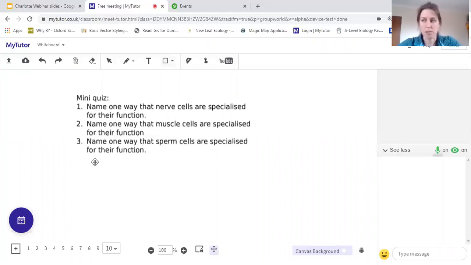So we talked about 3 things, I think, for muscle cells. How they're specialized for their function, so helping our muscles contract. Lots of mitochondria for energy, yes, really good. That's a good one to be able to remember, actually. It applies to lots of different types of cells.